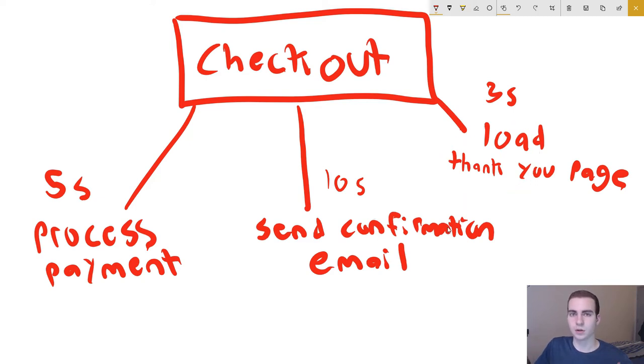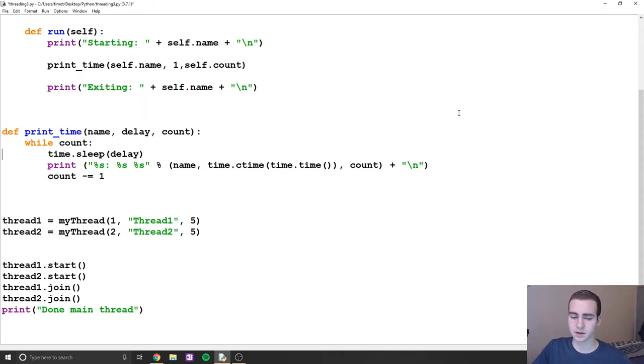So what we need to do is lock a thread so that these can only go after our process payment is done. That's what we're going to do now, and it's very easy to do. Let me put this little drawing tab away.